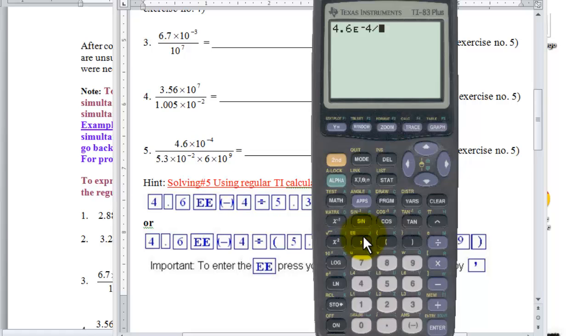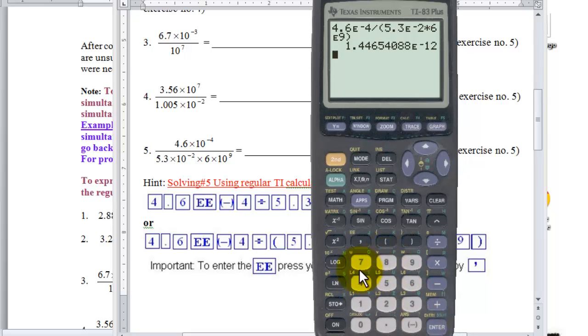And I'll go ahead and use parentheses here, so I'll open the parentheses to include the operation in the denominator. So this will be 5.3 times 10 to the -2 times 6 second E, which means times 10 to the power, and now 9, and now close the parentheses. Okay, and press enter, and this will be the correct answer. It's 1.4465 times 10 to the -12, and that's the correct answer.